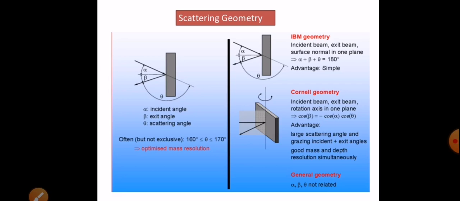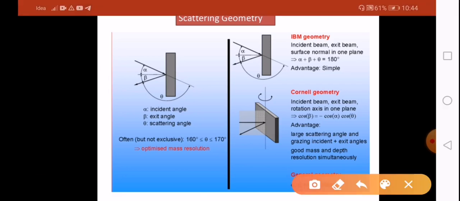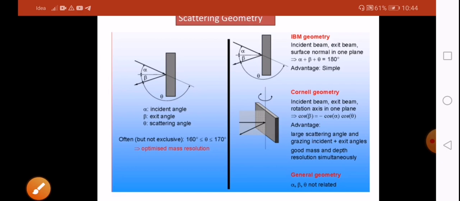Okay, these are the main geometries that are used in the case of RBS: IBM geometry and Cornell geometry. General geometry, in which alpha, beta, theta have no relation between them, is also used, but usually IBM geometry and Cornell geometry are used.